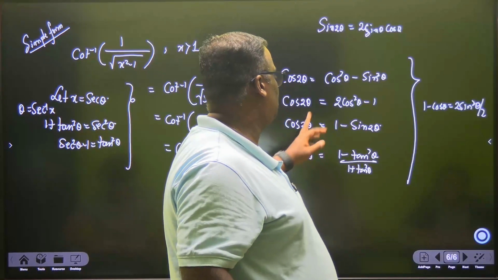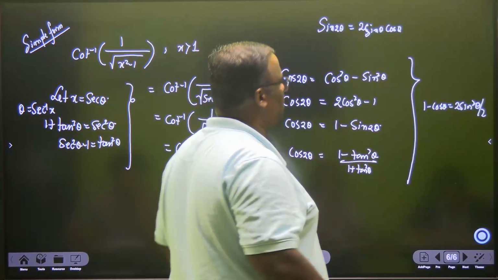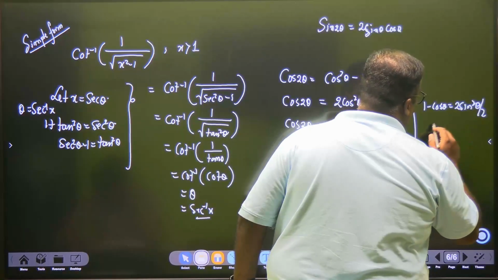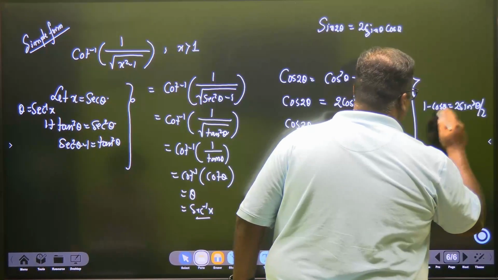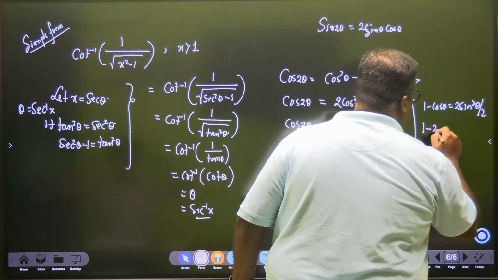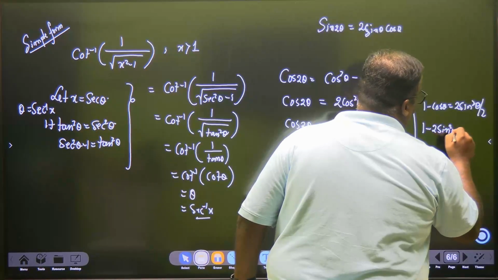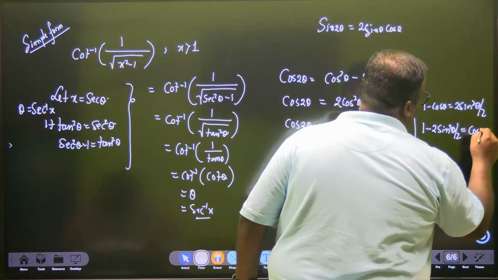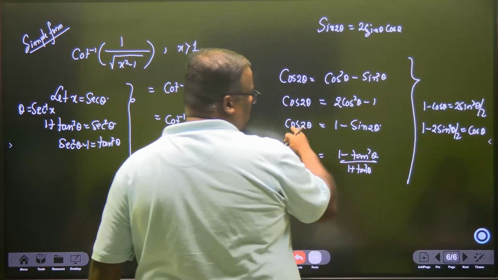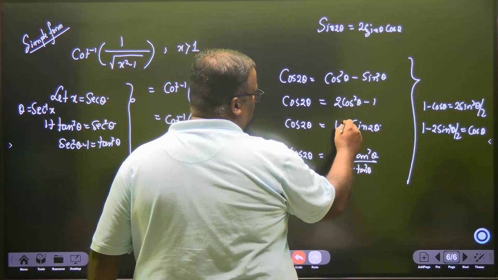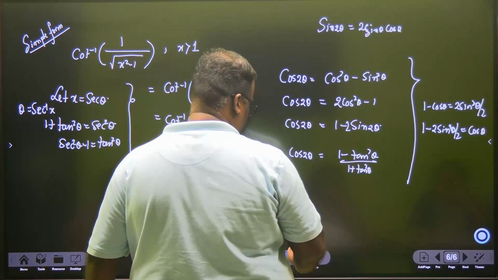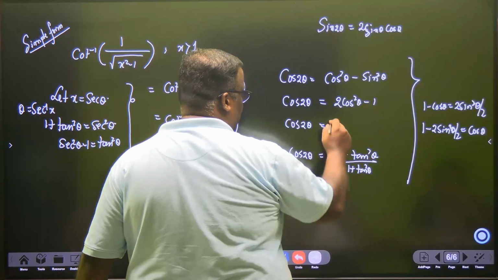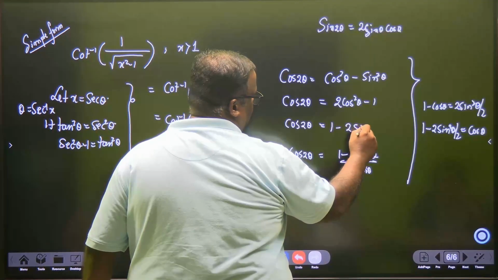1 minus cos theta is 2 sine square theta by 2. One minute, children, there's a small mistake. You take cos to that side: 1 minus 2 sine square theta by 2 is equal to cos theta. So I'm having cos 2 theta. Yes, sorry. Did you get how I got this?